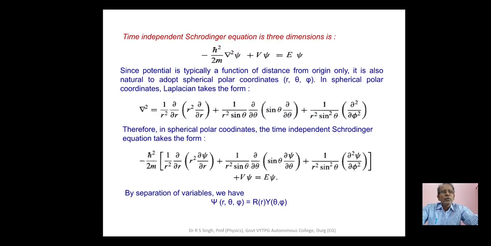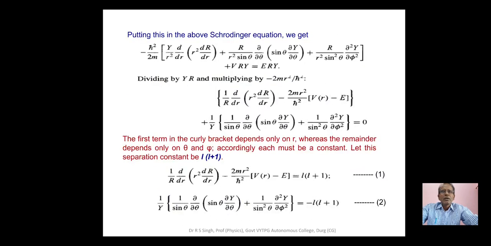We have the time independent Schrodinger equation in 3 dimensions as minus h cross square upon 2m del square psi plus V psi equal to E psi. We put the Laplacian operator del square in spherical polar coordinates, and then after using separation of variables, we write the wave function psi as a product of radial function R and angular function Y. By doing so, we get the time independent Schrodinger equation in terms of radial function R and angular function Y.